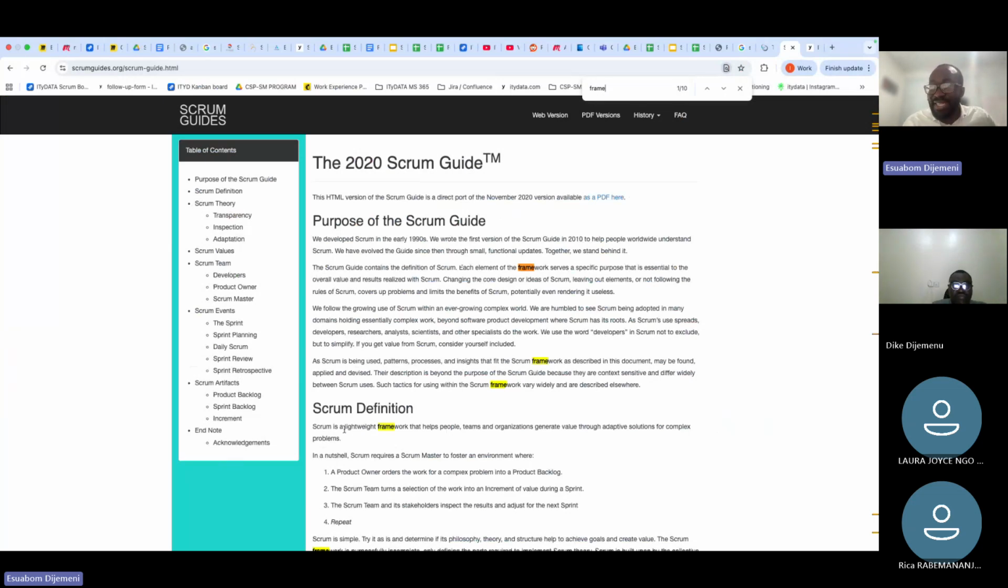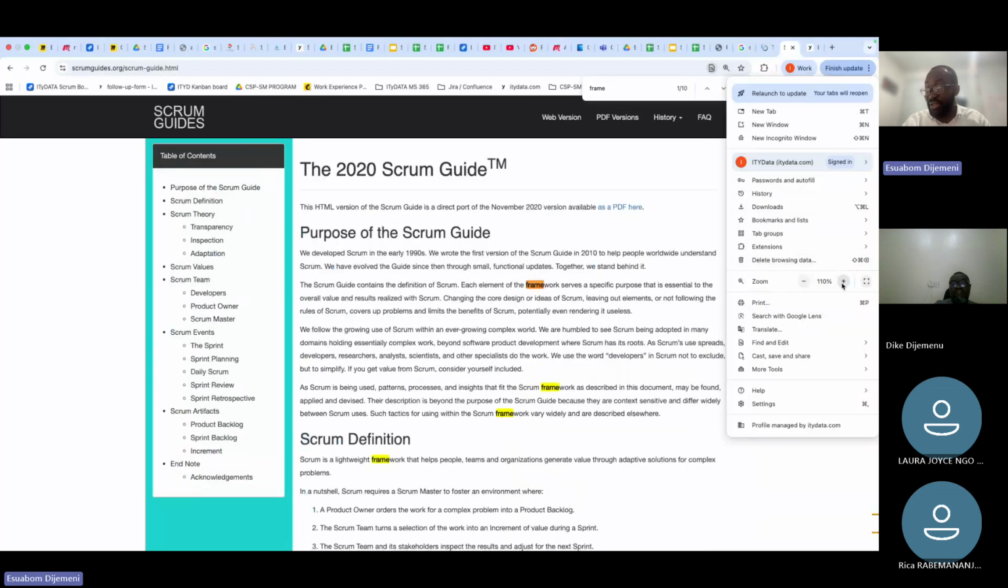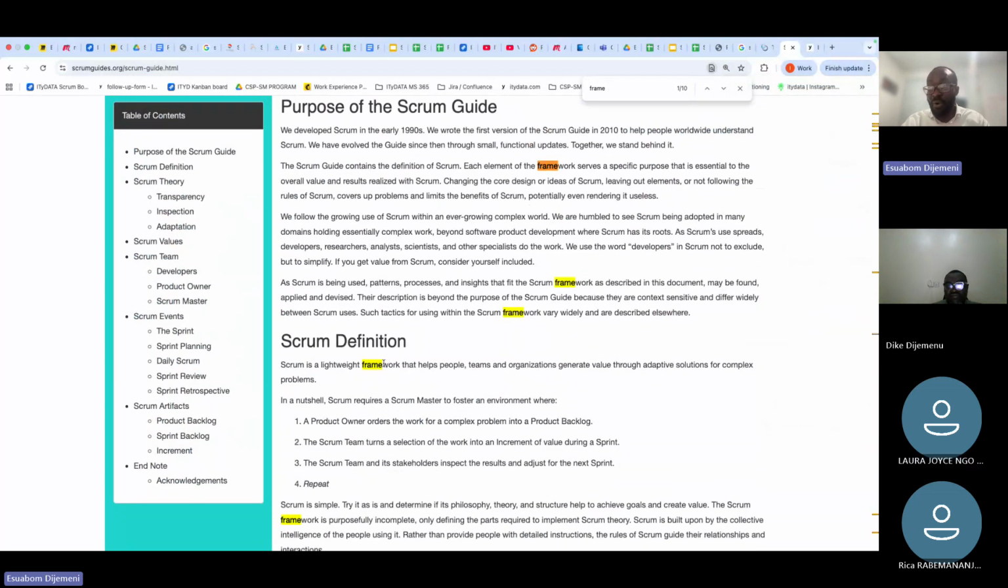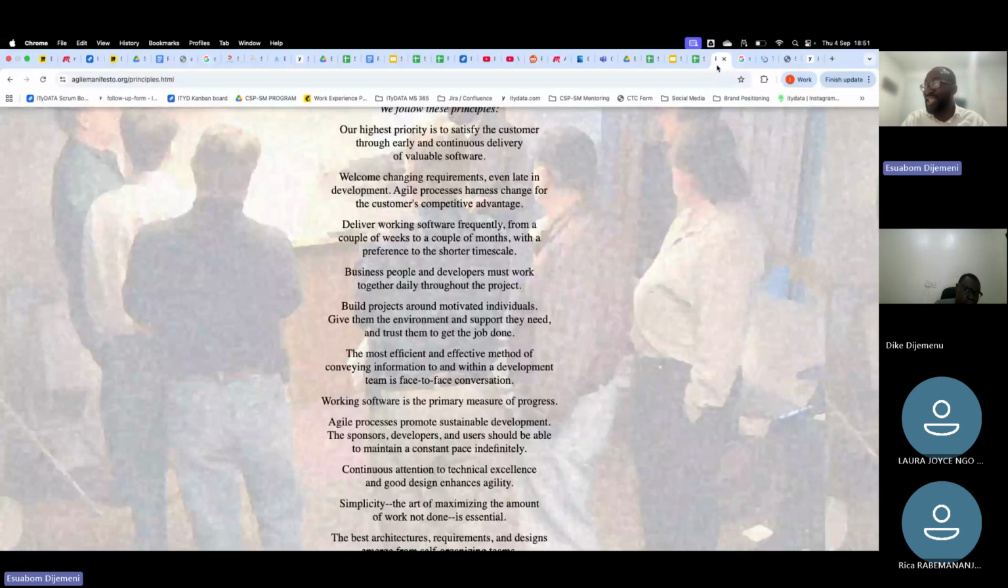Laura, see, Scrum is a lightweight framework that helps people. Let me zoom in so we can see. This is the Scrum Guide. This is not what I'm telling you. This is literally the Scrum Guide. Scrum is a lightweight framework that helps people, teams, and organizations generate value through adaptive solutions for complex problems. That is Scrum. And we're just looking at this. What is Agile?